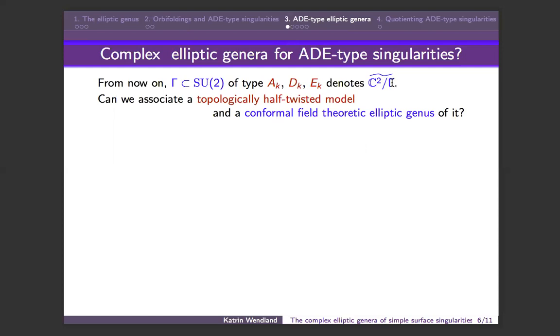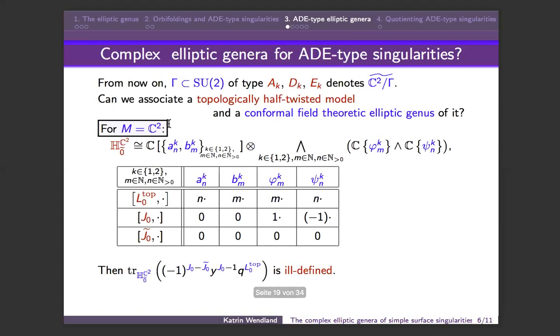And to start out with the easiest case, let's work with the trivial group gamma for starters. So let's work on C2. Should be a free field theory, shouldn't be too problematic. And indeed, you can even construct the full-fledged superconformal field theory here. It doesn't have a well-defined partition function in the sense that I said earlier, but still you can, of course, construct a free field theory just on C2. And for the topologically half-twisted model, then this is the space of states that you get.